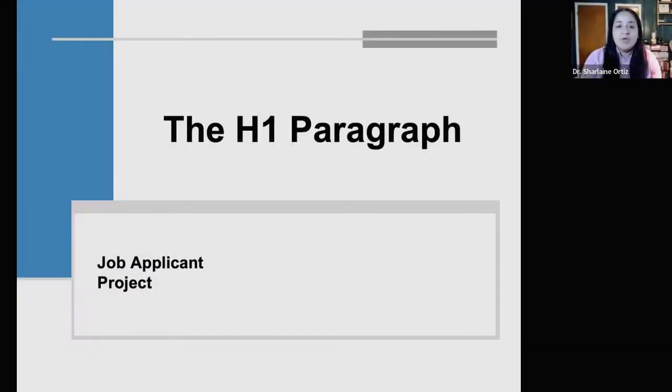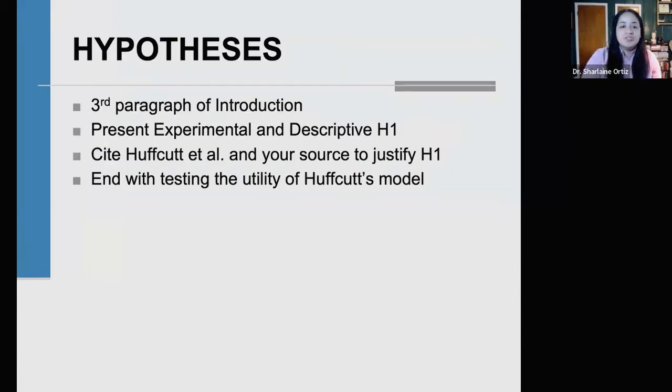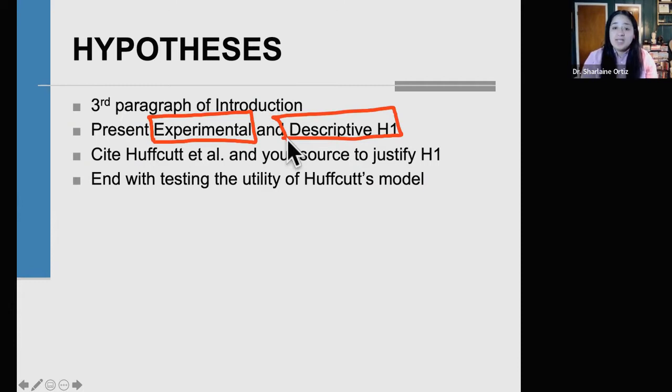What are the elements that go into that hypothesis paragraph? So the first thing that we're going to look into is noting where exactly you would place this particular paragraph. The hypotheses are generally within the third paragraph of the introduction. Notice that, as I noted earlier, one of the things you would like to do is make sure that you include both the experimental hypotheses and also the descriptive hypotheses. We're also going to cover in detail what exactly these types of hypotheses look like.